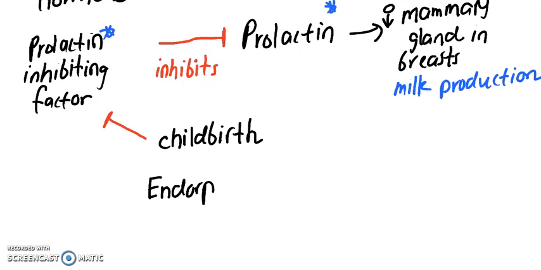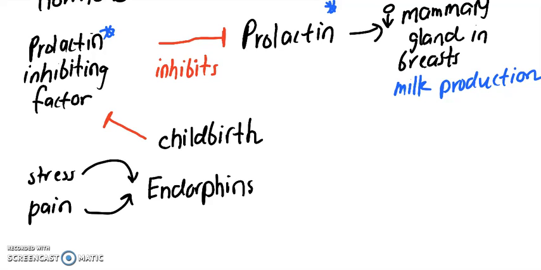Next was endorphins. And we mentioned before, but we have many things that can cause the release of endorphins. And just to repeat them, one could be stress. Nothing specific from the hypothalamus. We have stress, we have pain can cause this. We also have exercise. Okay.